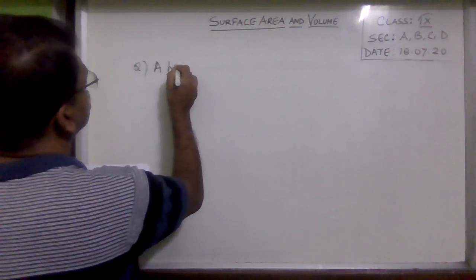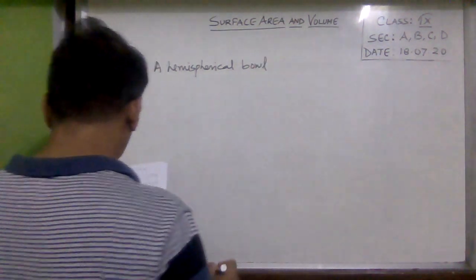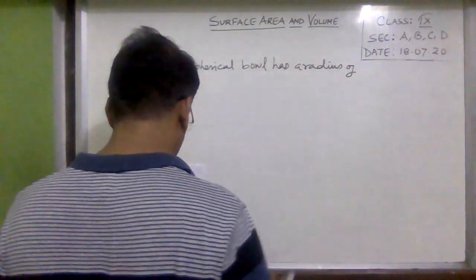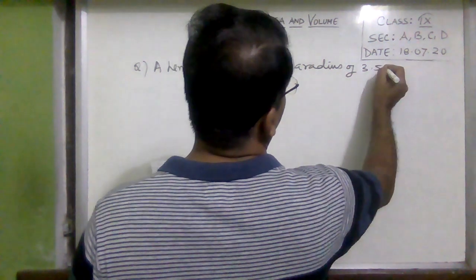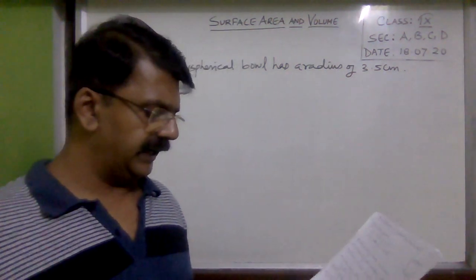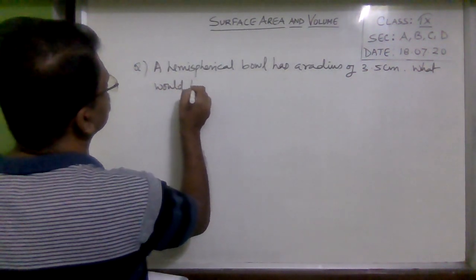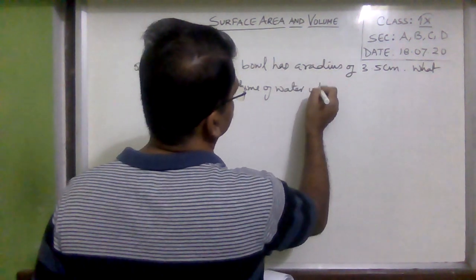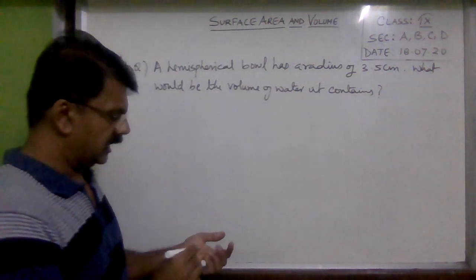A hemispherical bowl has a radius of 3.5 centimeter. A hemispherical bowl has a radius of 3.5 centimeter. So what would be the volume of water it contains?